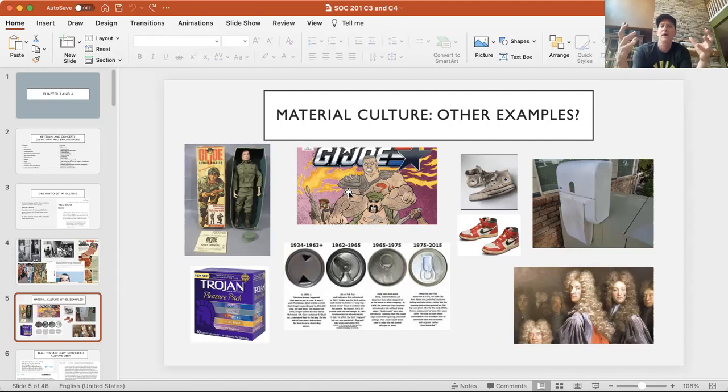So what has happened? Why? This study of material culture gets us into being able to examine changes in material culture. Where do they come from? Why, et cetera, et cetera. So studying material culture is a way of studying society and changes that are going on in society itself.